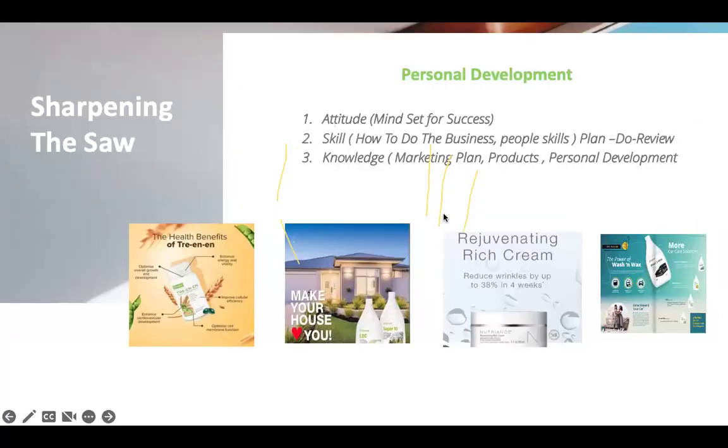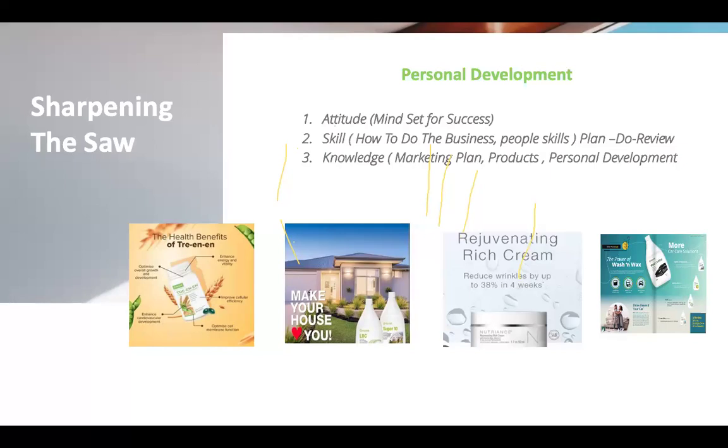Now, let's talk about personal development. Sharpening the saw. There's a story of two men who are cutting wood. One was a very strong guy. He used to really work hard chopping his wood. The other guy was average built, but every time he would stop to sharpen his axe. But he was able to fell twice the number of logs than the first guy. Why? He was sharpening his saw, his axe.